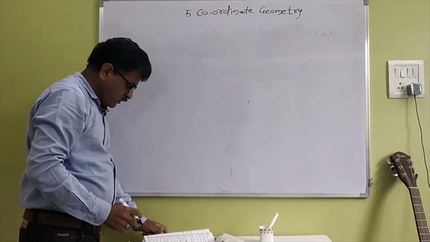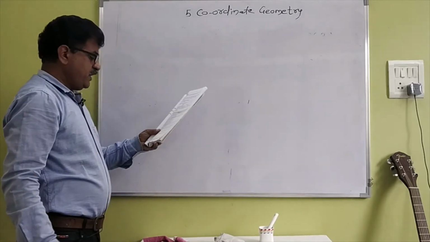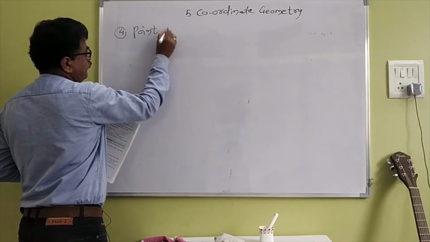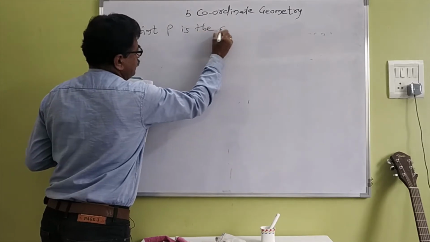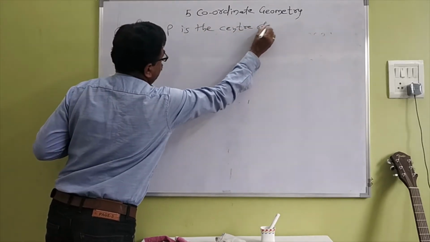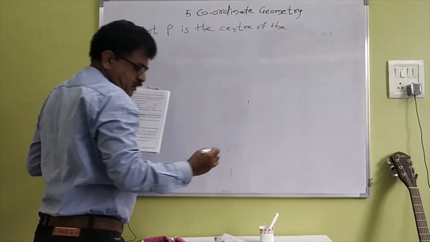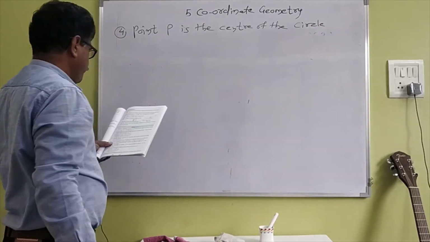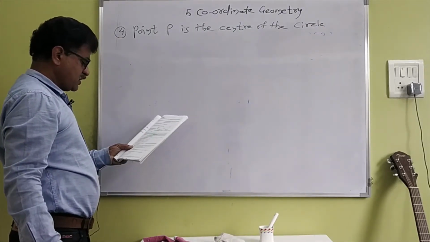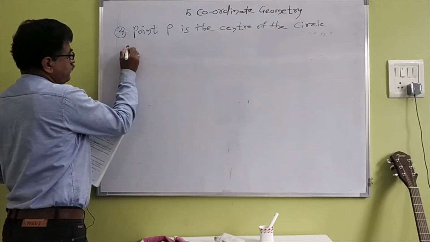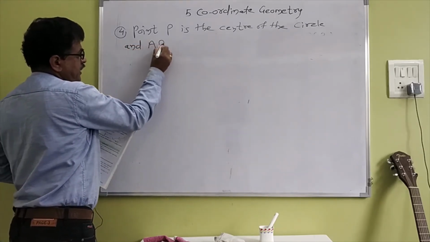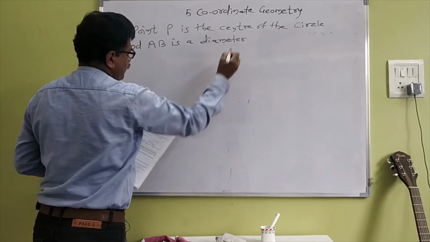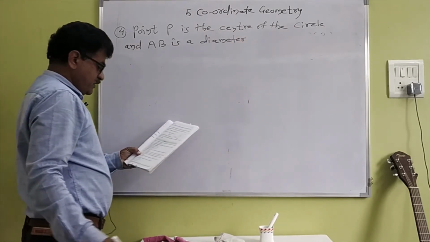Right, now question number 4. Point P is the center of the circle, and AB is a diameter. Find the coordinates of point B.